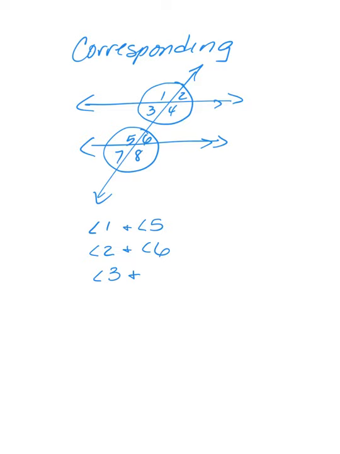Somebody else. Angle 3. 5. No. Oh. 3 is bottom left. So go to bottom left in the other intersection. 7. You see how I did that? And angle 4? 8. Angle 8. Bottom right, bottom right. Is anybody having trouble seeing that? 1 is top left, 5 is top left of its intersection. 6 is top right, 2 is top right. Got it? When the lines are parallel, these are also congruent. So far, everybody's been congruent.